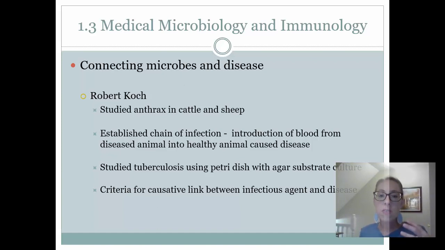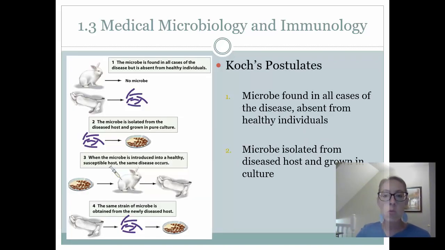So with the development of the idea of the chain of infection and then the addition of this new type of media, he was able to create what are called Koch's postulates. Now there are 4 of these. And this essentially walks us through the details of the chain of infection. It allows us to show that a microbe causes a disease. So the 4 postulates that we're going to talk about are depicted over here on the left.